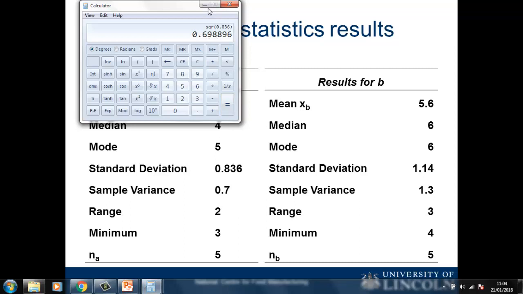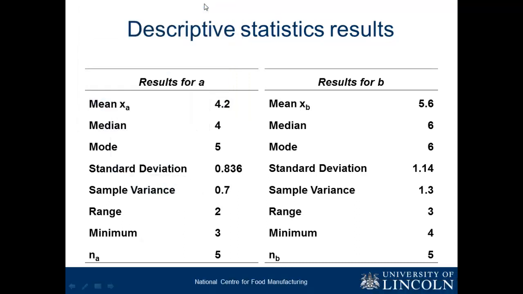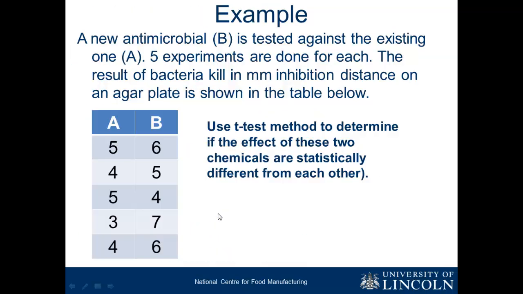The range is the maximum number minus the minimum number. If you go back to the data, look at the maximum. The maximum here is 5 and the minimum here is 3. So 5 minus 3 is 2. That is your range. For this one, we have the maximum number to be 7 and the minimum number is 4.